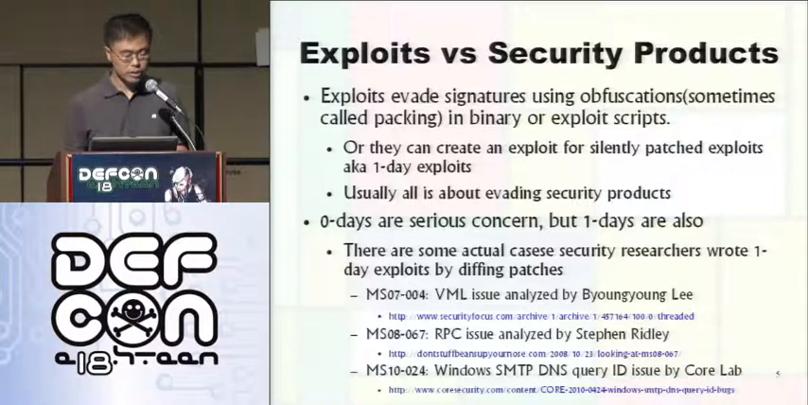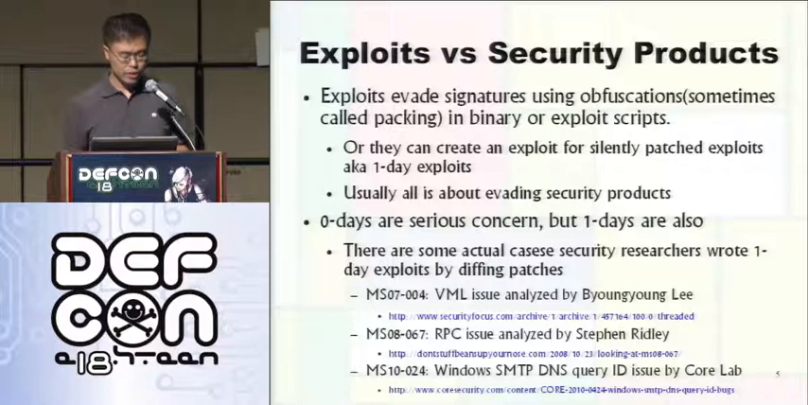And the second example is MS08-067. Actually, this one was used for Conficker. His name is Steve Ridley, and he also used my tool to diff the patches and create the exploit in a few hours. You can look up the blog here and read the whole story.